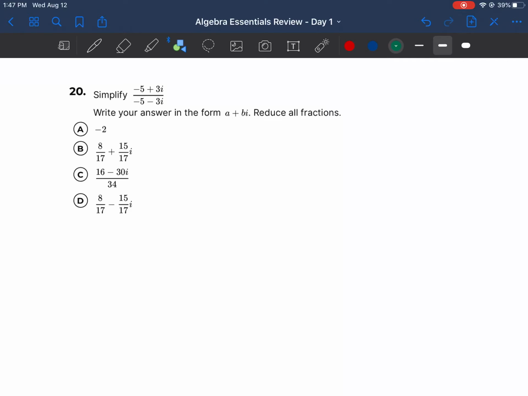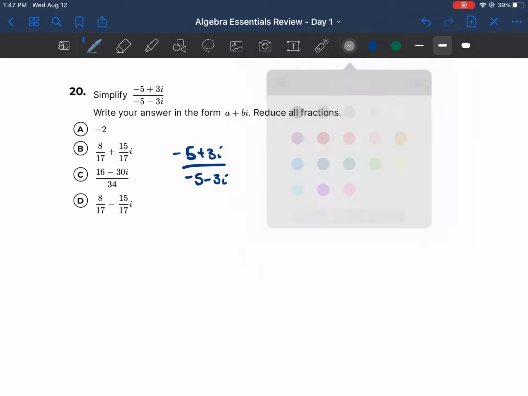All right, and then lastly, the last problem here in our review is to simplify negative 5 plus 3i divided by negative 5 minus 3i. So another dividing complex numbers problem. And this time we're not going to be so lucky with the method that we saw in number 19. So what we need to do is take our problem, negative 5 plus 3i divided by negative 5 minus 3i, and multiply by the complex conjugate of the denominator.